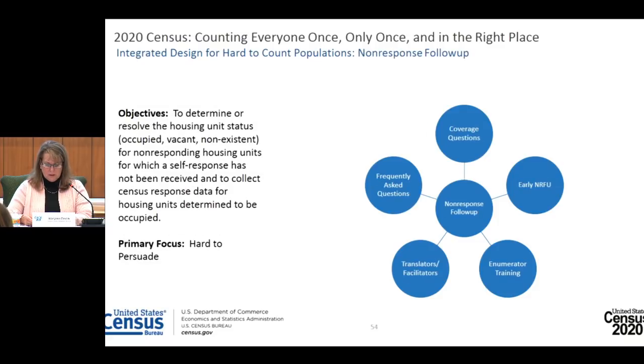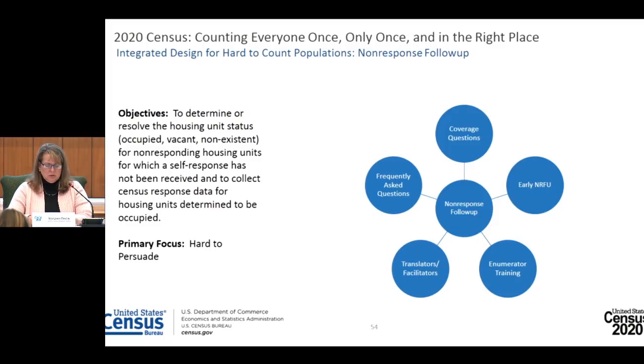Non-response follow-up. The non-response follow-up operation is entirely about the hard-to-count. Non-response follow-up is focused on contacting and persuading residents of non-responding addresses to provide their census responses. The objective of non-response follow-up is to determine or resolve housing unit status, occupied, vacant, or non-existent, for which a self-response has not been received, and to collect census response data for housing units determined to be occupied. Administrative records, when high-quality data exist, are used in place of repeated attempts to reach non-responding housing units.